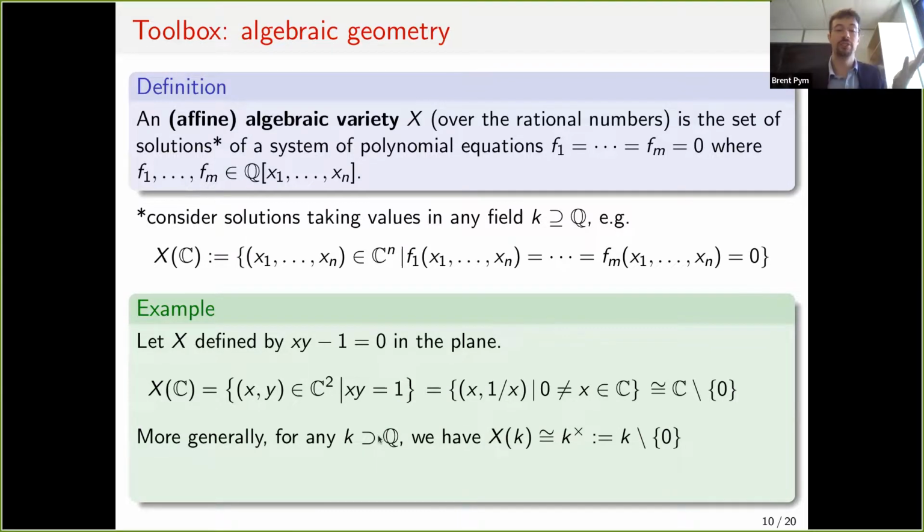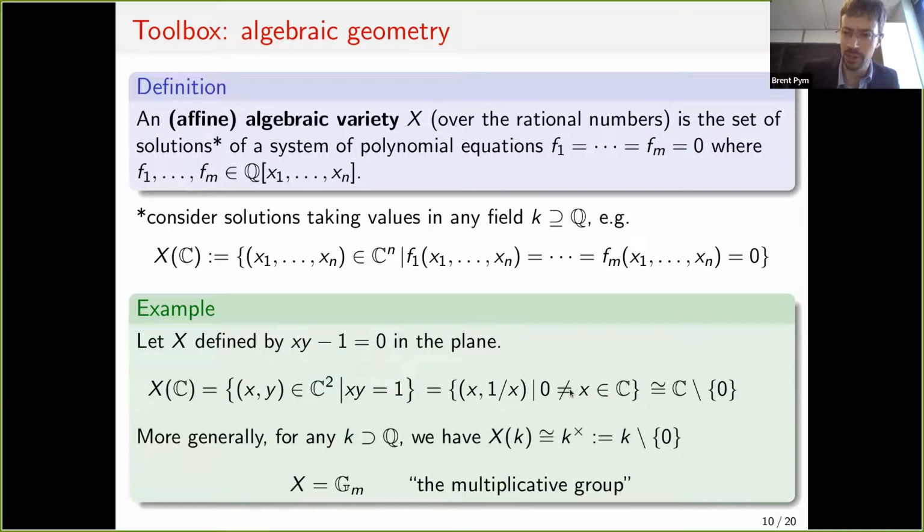And more generally, I could take any other field and ask for solutions, and the same reasoning would tell me that the set of solutions is in bijection with the non-zero elements in K. And the non-zero elements in a field form a group under multiplication. So this algebraic variety X, which I've defined, has a name. It's called the multiplicative group, because whenever I look at its solutions over any field containing Q, I get the multiplicative group of that field. So that's what this algebraic variety looks like.